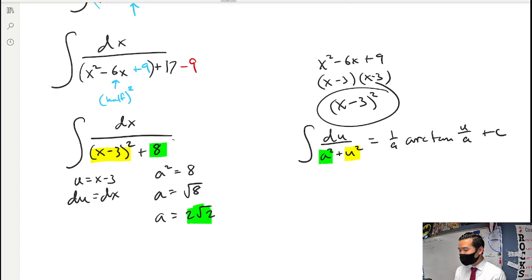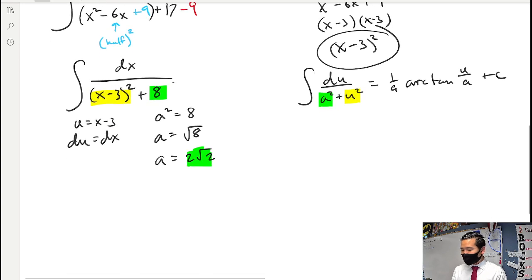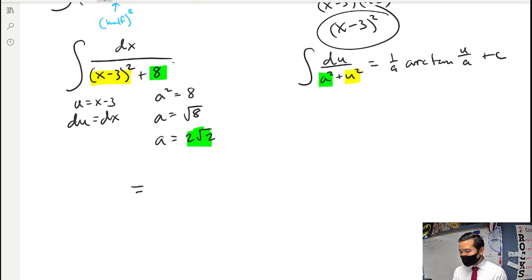So that's my a value, yes? So this integral right here is going to be equal to what? 1 over, what's a? 8?